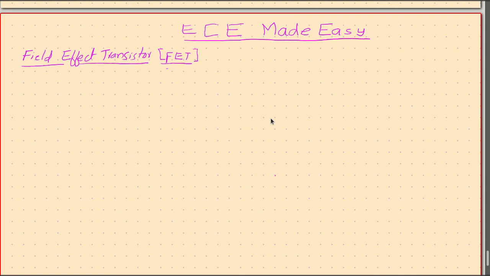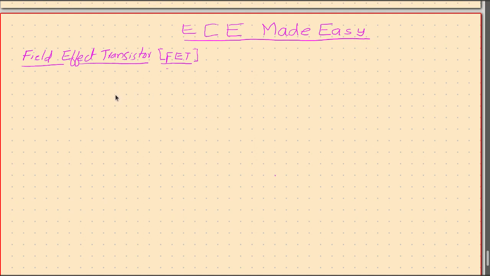After looking into the basics of bipolar junction transistor, now it is time to look at what a field effect transistor is and how it's constructed and its basic working principle.